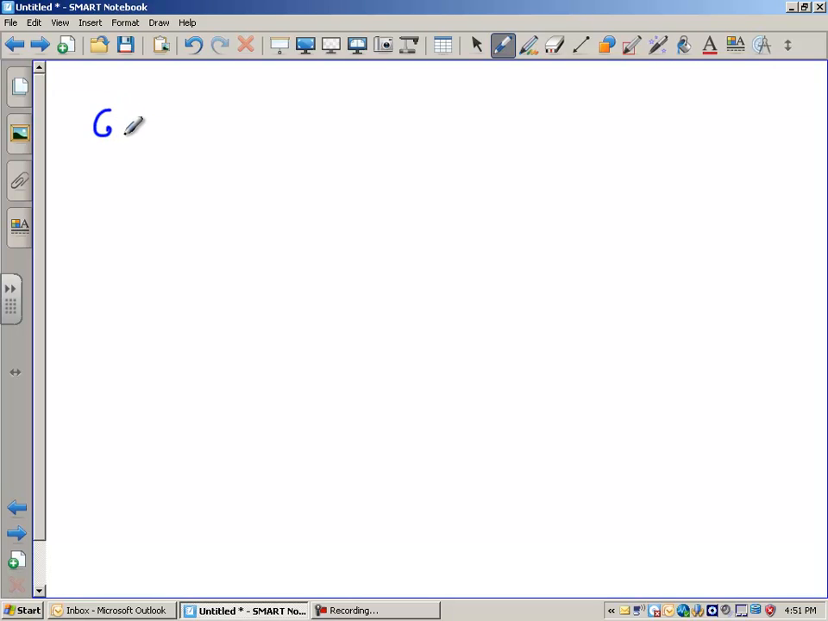Let's graph y equals 3 plus 2 sine 3x minus 60. And this is going to be in degrees. So here's the first thing that I'm going to do. I'm going to label some things.